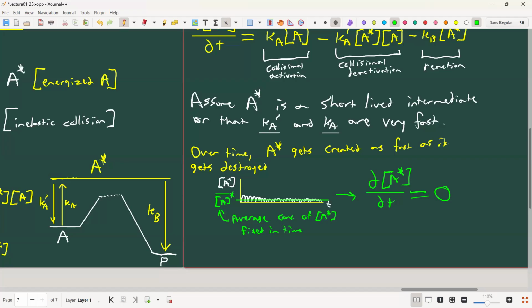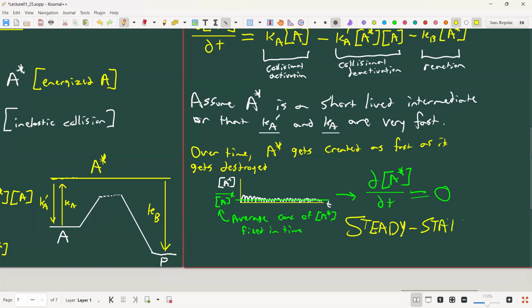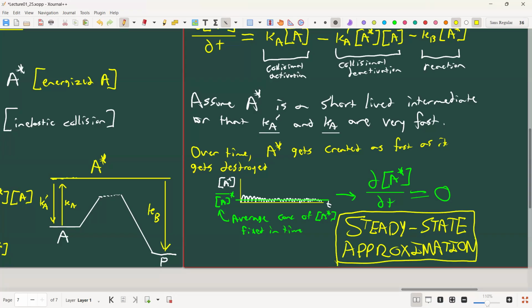Okay. This is what's called the steady state approximation. It's the idea that this reaction may have some sort of intermediates that don't exist for a very long time. They're created readily, but they're also destroyed readily. And so we can make an approximation that the time derivative of their concentration is equal to 0. They get created just as fast as they get destroyed. So the whole thing basically cancels itself out.